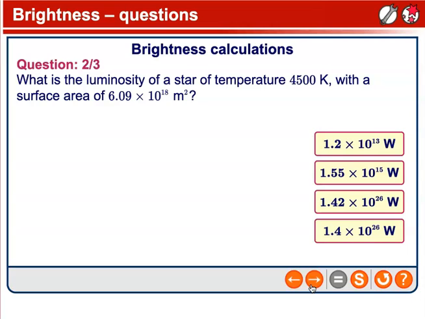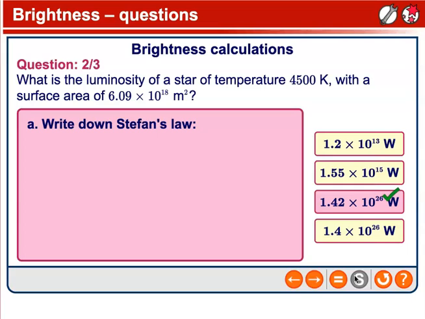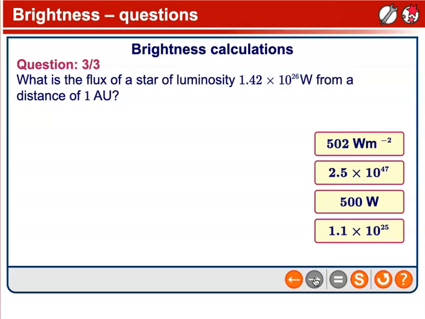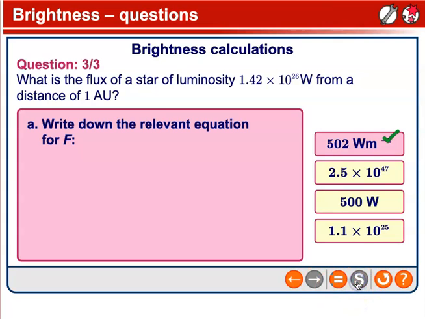What is the luminosity of a star of temperature 4,500 degrees Kelvin with a surface area of 6.09 times 10 to the 18th meters squared? Correct answer, using Stefan's law, 1.42 times 10 to the 26th. What is the flux of a star of luminosity 1.42 times 10 to the 26 watts from a distance of 1 astronomical unit? The correct answer is 502.